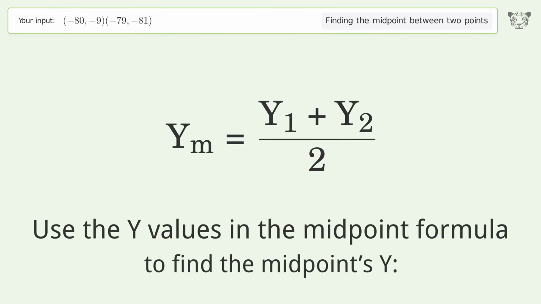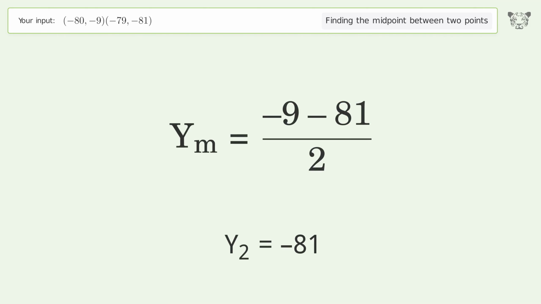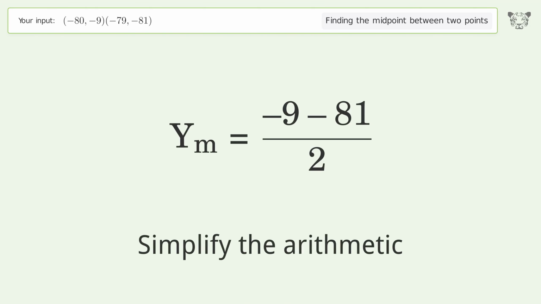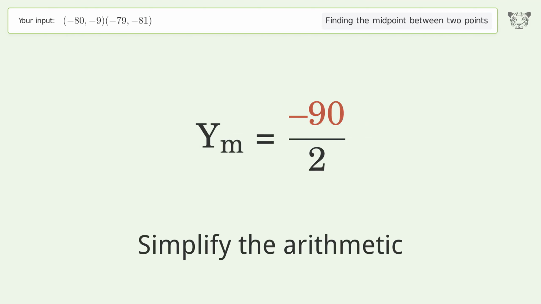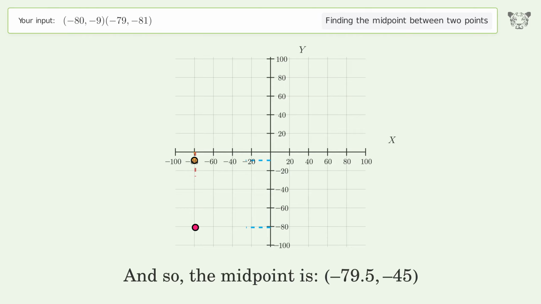Use the y values in the midpoint formula to find the midpoint's y. y1 equals negative 9. y2 equals negative 81. Simplify the arithmetic. And so, the midpoint is negative 79.5, negative 45.